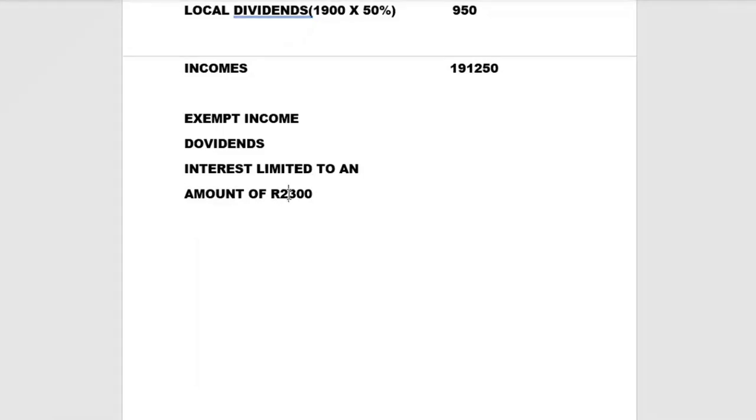But it means it's actually less than the limitation of 23,800. So individually or both of them combined, they receive 22,300 rand. So it's going to be fully exempted, and the dividends will be exempted with an amount of 950.